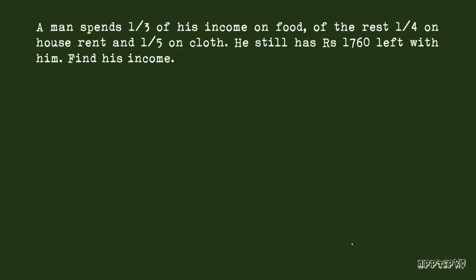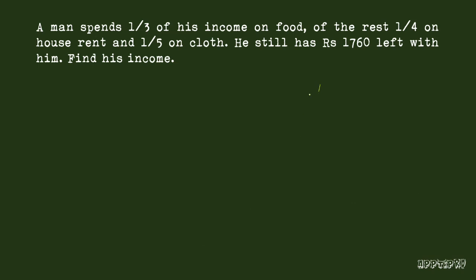A man spends 1/3 of his income on food, of the rest 1/4 on house rent and 1/5 on cloth. He still has rupees 1760 left with him. Find his income. This question is somewhat different from the previous two questions. So first he has some amount. He spends 1/3 on food and he has some remaining amount. In that remaining amount he spends 1/4 for house rent and 1/5 for cloth.